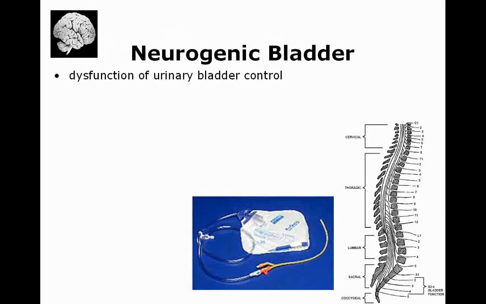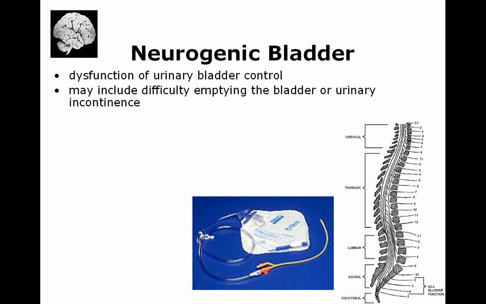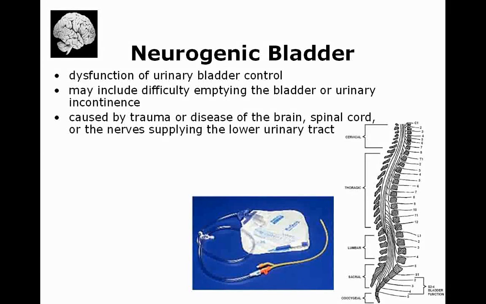Okay, the neurogenic bladder. The person has dysfunction of the urinary bladder because of a spinal cord injury. The person may either have difficulty urinating, difficulty emptying the bladder, or on the other end of the scale, they may have problems with urinary incontinence, losing urine involuntarily. Again, caused by trauma or disease of the brain, the spinal cord, or those nerves supplying the lower urinary tract.